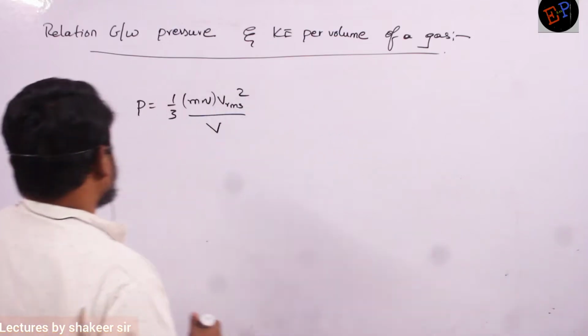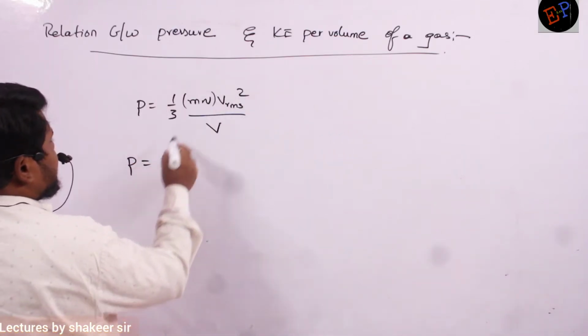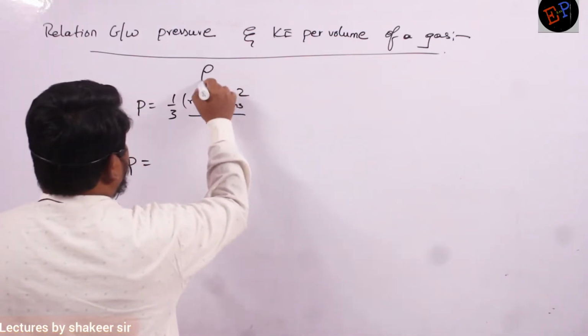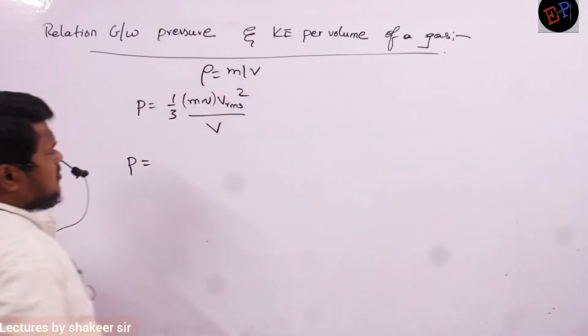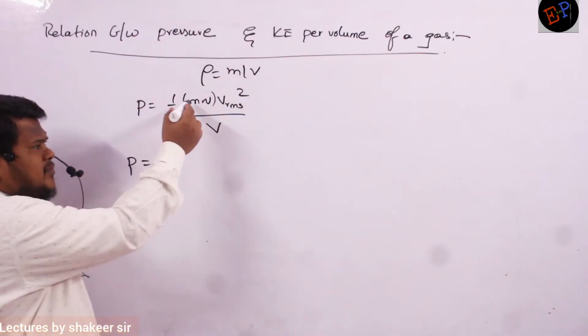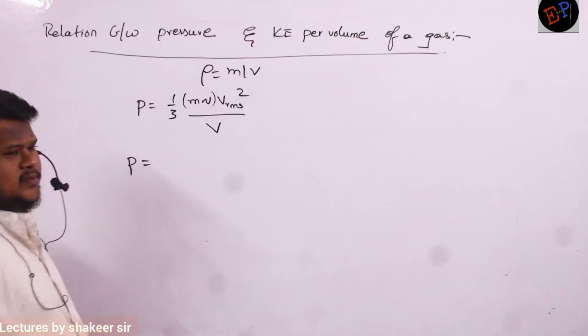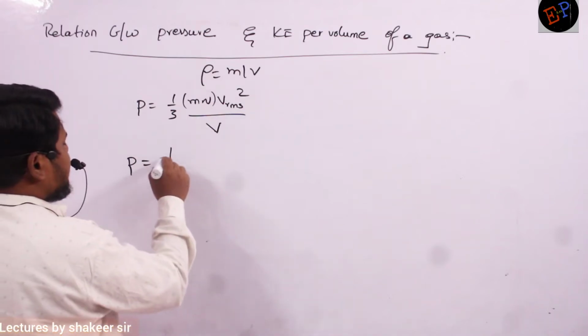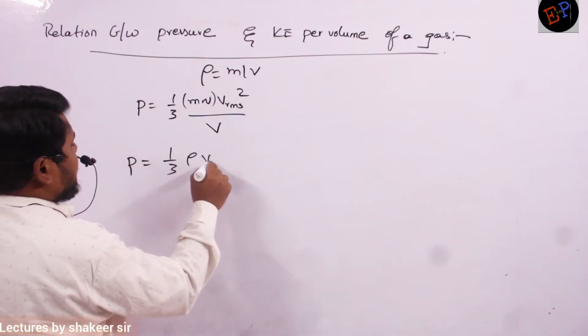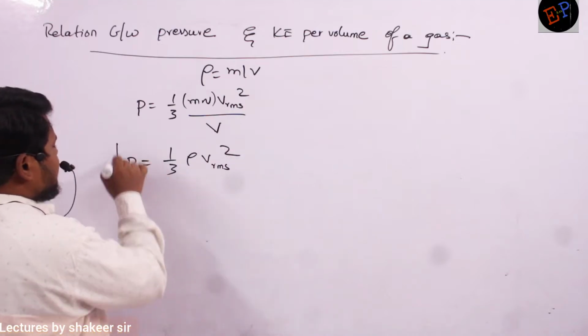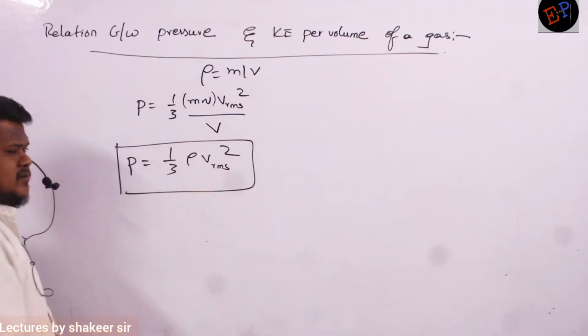Clear? So therefore, pressure can also be written using density, which is equal to mass by volume. So instead of mn by V, I can write the density of the gas. So pressure also can be written as 1 by 3 rho v RMS square. I can write it like this also. So this is one more equation for pressure.